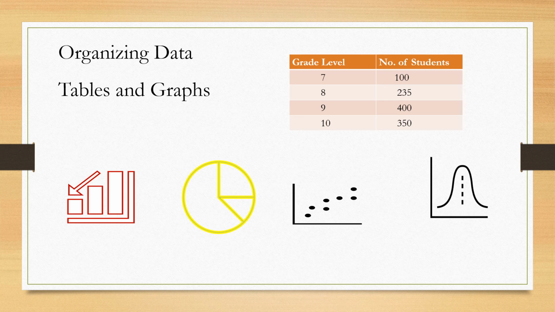Next is organizing the data. We need to organize the information that we gathered, for us to easily see the changes and the relationship of those data. So we can present that in a table. So this is an example. And graphs. We have different kinds of graphs. We are going to discuss each one of them.